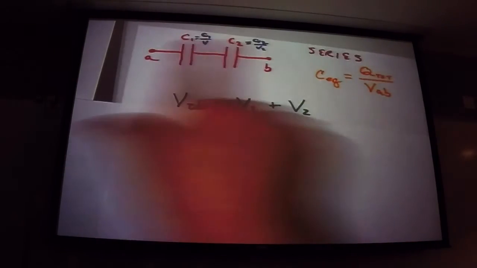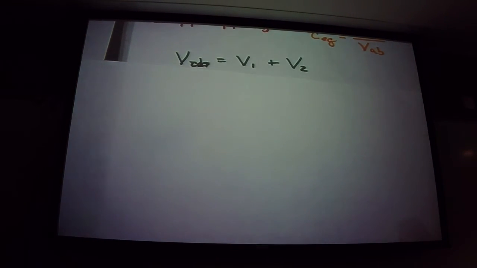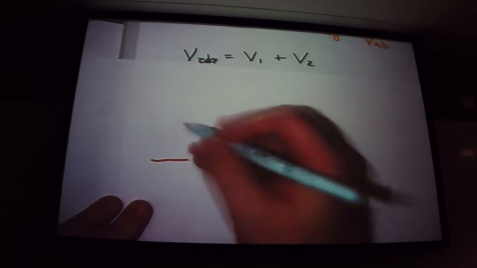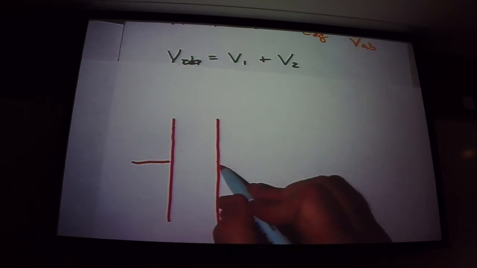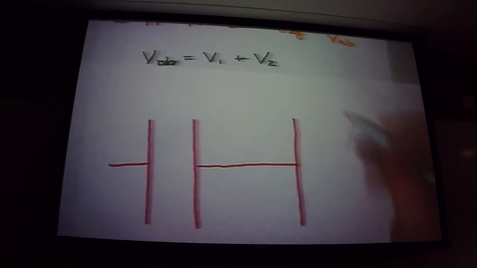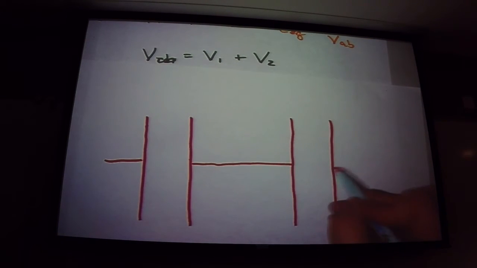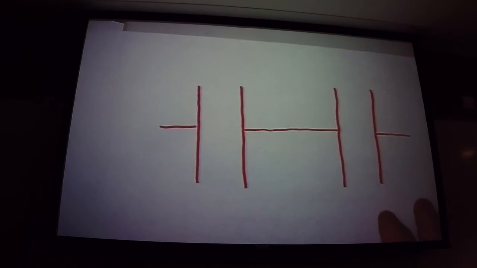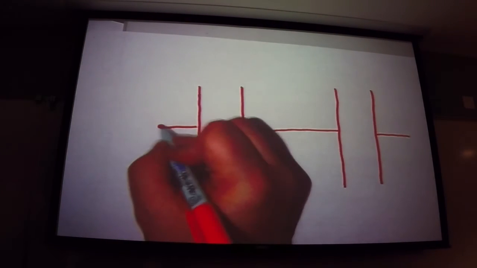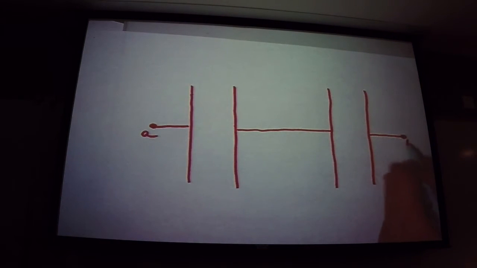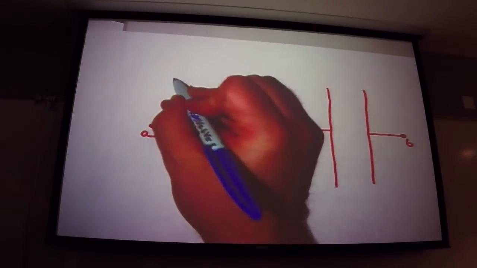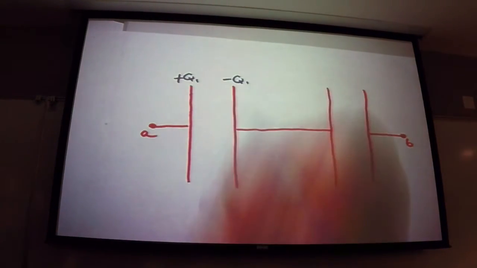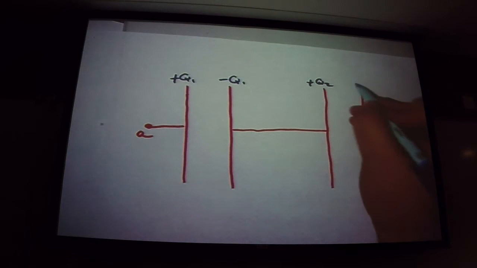I'm going to blow this diagram up. So here's the big, giant capacitor diagram for you. Okay. Now, here's my point A and my point B. And I put voltage on there, and there's charges that get stored on this thing. Okay? So, I have positive Q1 here and negative Q1 here. Positive Q2 here and negative Q2 here.